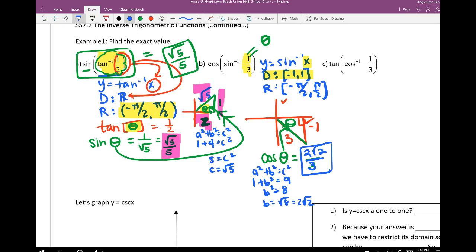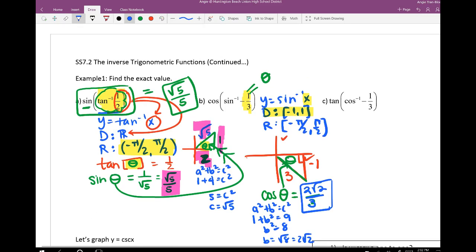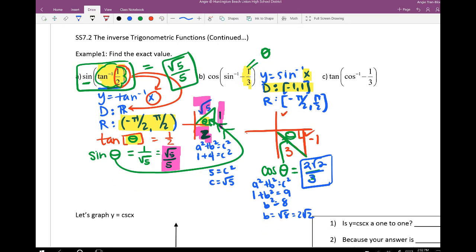Let's do tangent. Tangent is quite similar. Let's do letter C, which is quite similar to letter B. So again, cosine inverse of negative 1/3 is the inner component, and once you have an answer for that, you can find tangent of that. This is the domain of cosine inverse, which is between negative 1 and 1, so I know I'm going to have an answer.